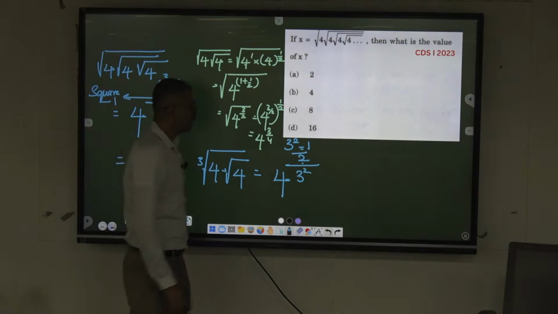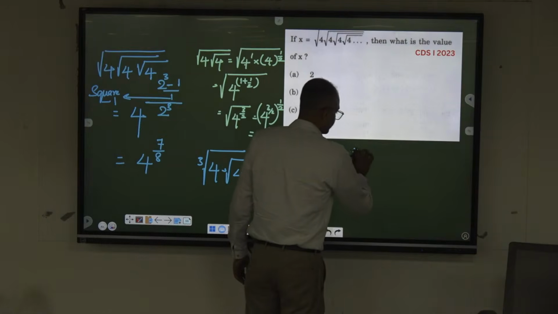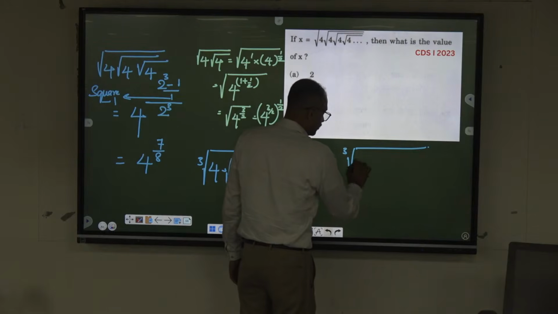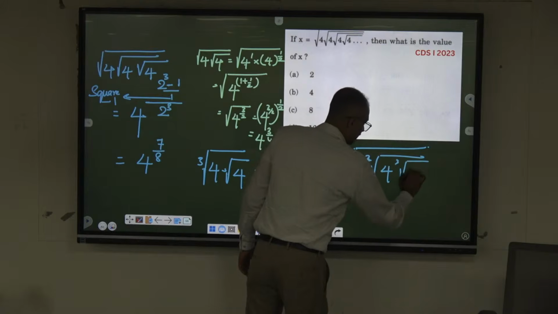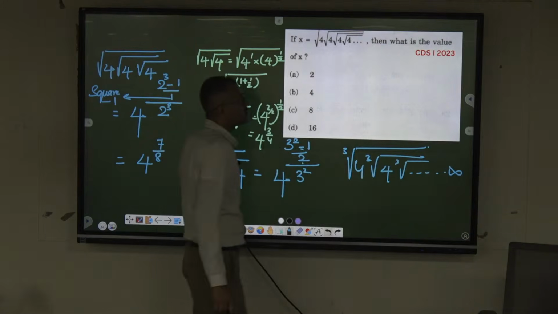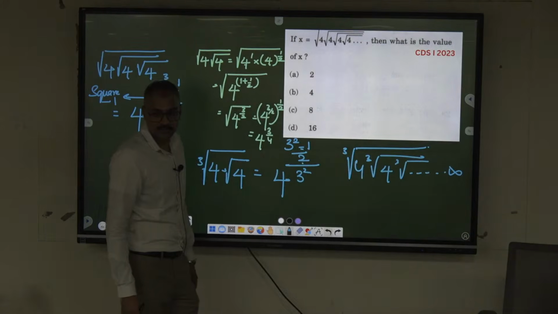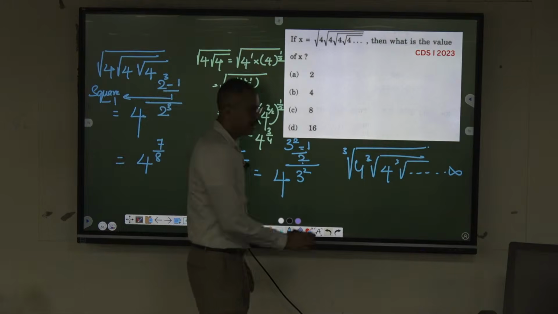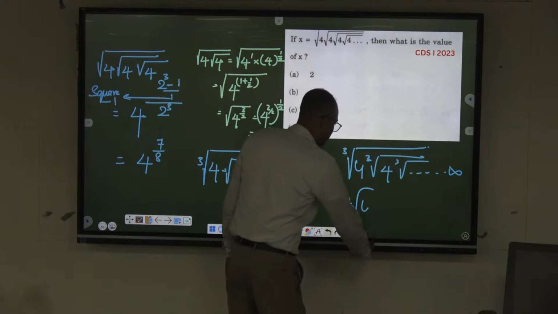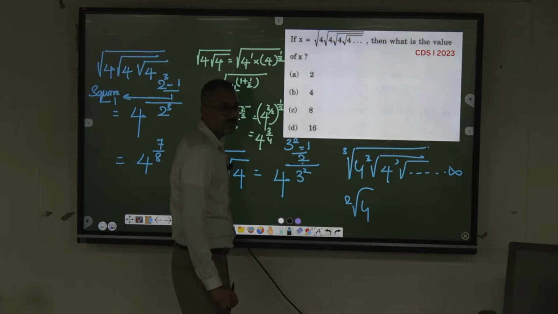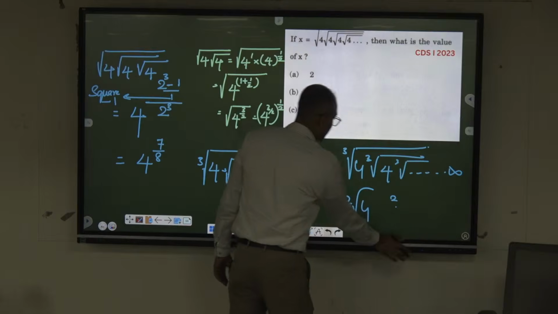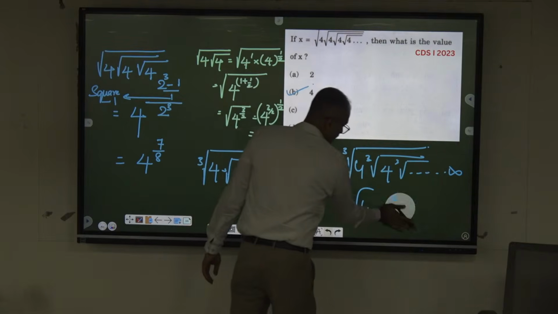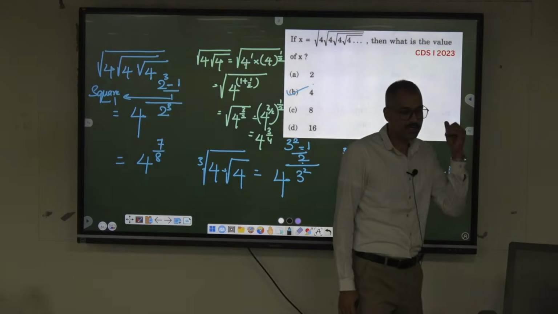Okay, so if it is cube root of 4, cube root of 4, cube root of 4, unlimited number of times, infinite number of times, what comes? It's nothing but square root of 4. Okay, it is nothing but square root of 4. If it is already a square root, unlimited number of times, so what is the answer? 4. Take out the root. One root less.